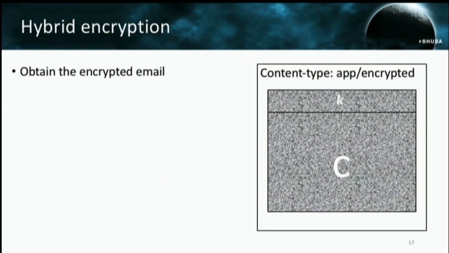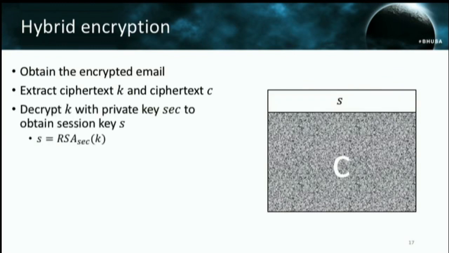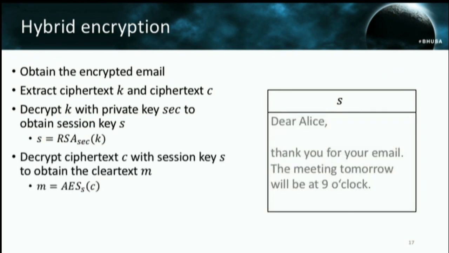The receiver now gets this email and extracts the C2 ciphertext from the mail. To decrypt C, he needs the session key S. So he will first decrypt K with his private key, and he gets the session key S back. Then he will use this session key S to decrypt the original message.